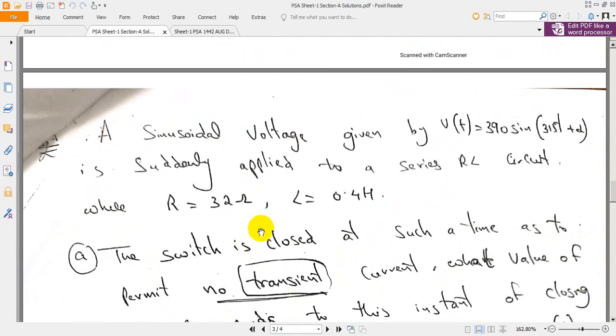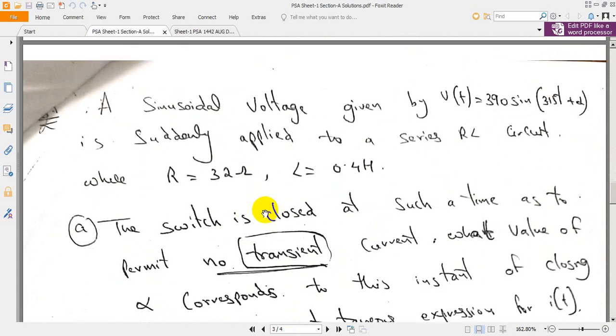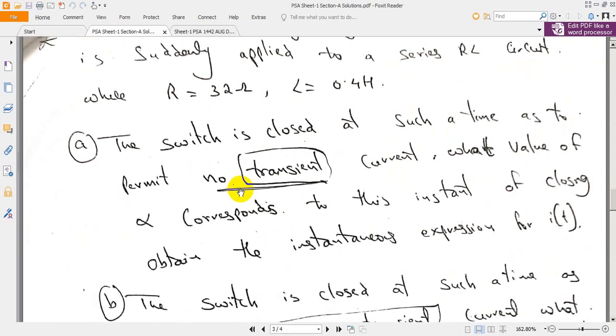Coming to the second problem of section A, we have a similar problem. A sinusoidal voltage given by V of t is equal to 390 sine omega t, where omega is equal to 315, is suddenly applied to a series RL circuit where R is equal to 32 ohms and L is equal to 0.4 henry. The switch is closed at such a time as to permit no transient current. It means the DC offset is 0. There is no DC offset.